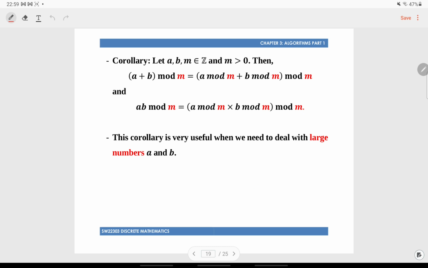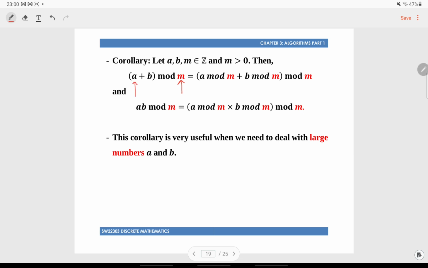Okay, we have the following corollary, and this corollary is very useful when we are dealing with large numbers. Let's say we have three integers a, b, and m, where the integer m is greater than 0. Then consider a plus b mod m. Let's say a and b are both large integers. Instead of directly doing the modulo operation, meaning finding the remainder when a plus b is divided by m, we can do the modulo reduction step by step. That means we reduce the values modulo m first.